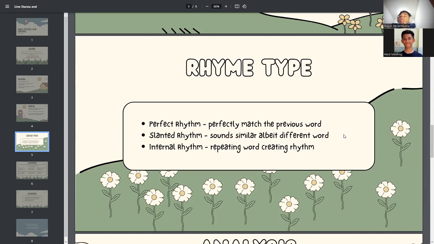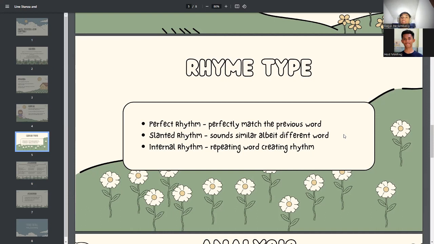But there's also another type of rhyme called slanted rhyme. The explanation is that it sounds similar, but it has different words. What we mean by this is that although it might end in different vowels, or end in consonants, the consonants that end it kind of end in a similar sound. The example will be explained further in the analysis.